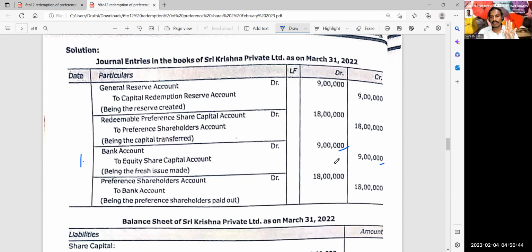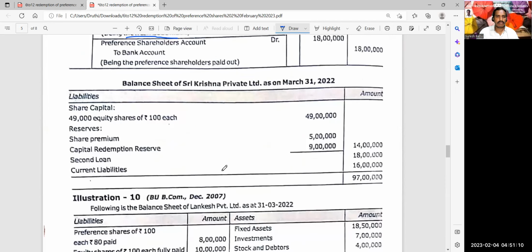Into 100, 90,000. Yes. So bank account debit 9 lakhs to equity share capital account 9 lakhs. New shares are issued, right? Second journal entry, we shall write this. General reserve account debit 9 lakhs to capital redemption reserve account 9 lakhs. Okay. So this 9 lakh rupees received being the fresh issue of shares which has been made.